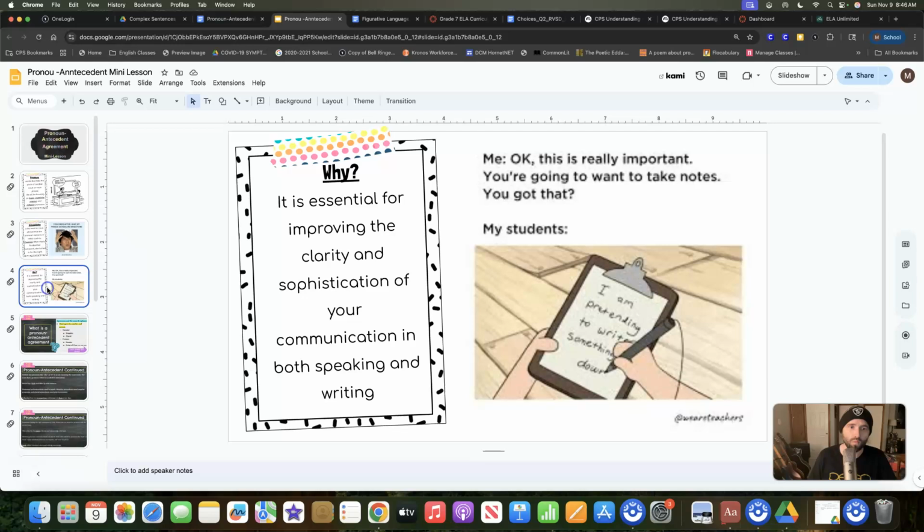So why do we need to know this? Well, it is essential for improving the clarity and sophistication of your communication in both speaking and writing. You don't want to be writing the same stuff. You don't want to keep saying Maria did this, Maria did that, Maria, Maria, Maria. You would want to change to she or her or herself.